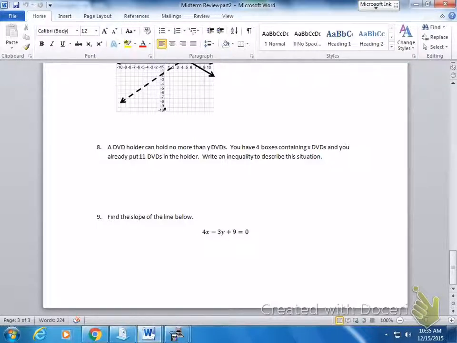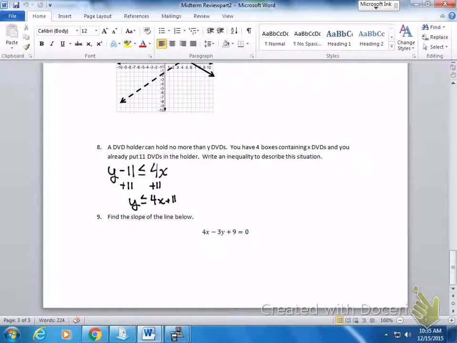We know that our DVD case can only hold y DVDs, and we already put 11 on there. So I'm going to subtract 11 from that y. I know that can't be bigger than how many DVDs I need to put in. Well, I have 4 boxes containing x DVDs. So that's less than or equal to 4x. But I'd like it to be in y equals, so I'm going to add 11 to both sides. And I get y is less than or equal to 4x plus 11.